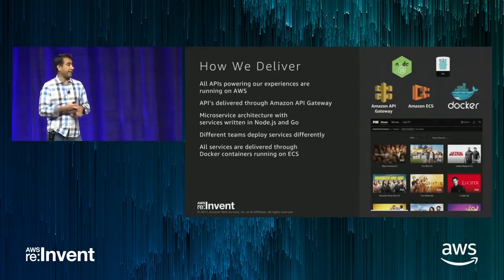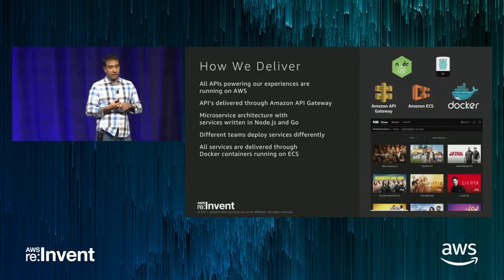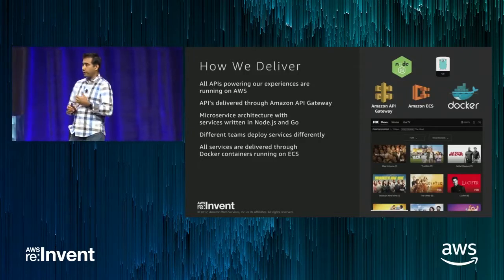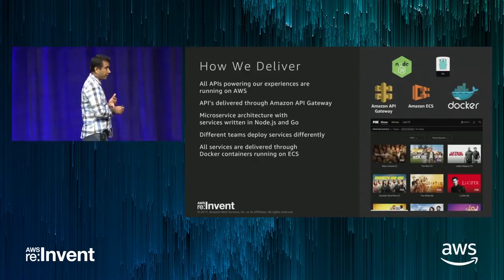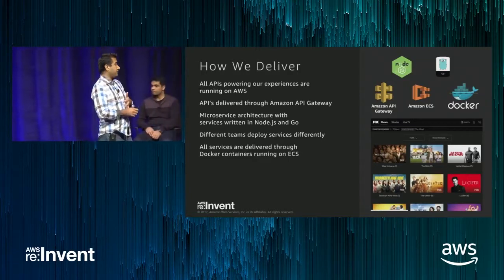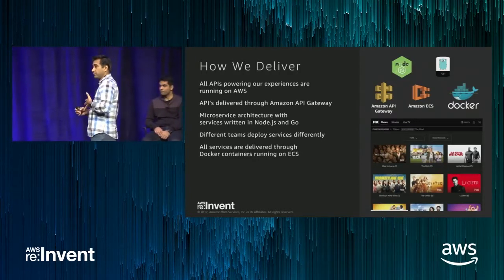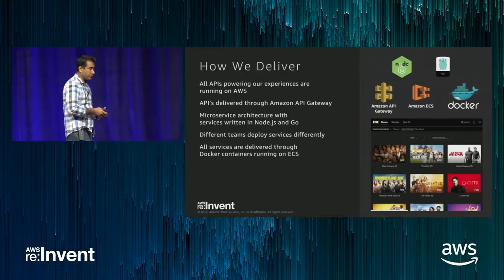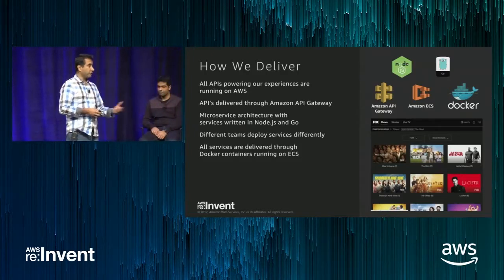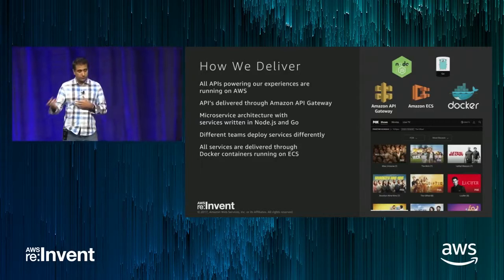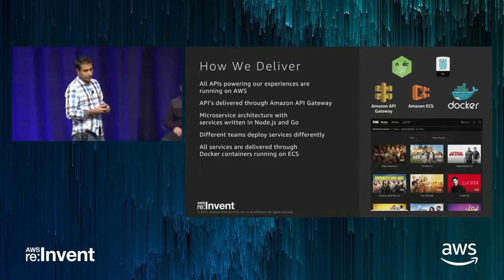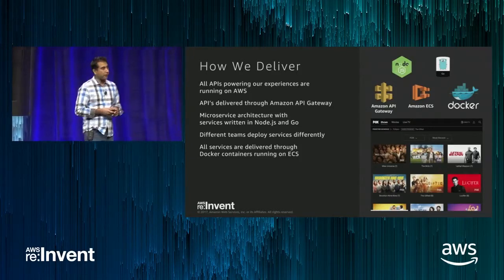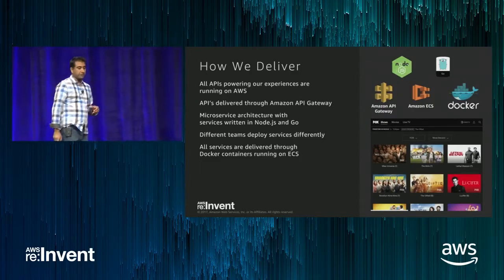We're utilizing API Gateway to actually deliver all of our APIs. We are a microservice architecture with services that are written in Node.js and Go. We have different teams that deploy things differently. Mostly we're utilizing Terraform, but we do utilize CloudFormation for certain things. Some teams deliver multiple services at once. Other teams deliver single services. This is going to be important because we'll run through some of the challenges here. And then everything is delivered through ECS. So we're fully Dockerized, and we're delivering everything through ECS.